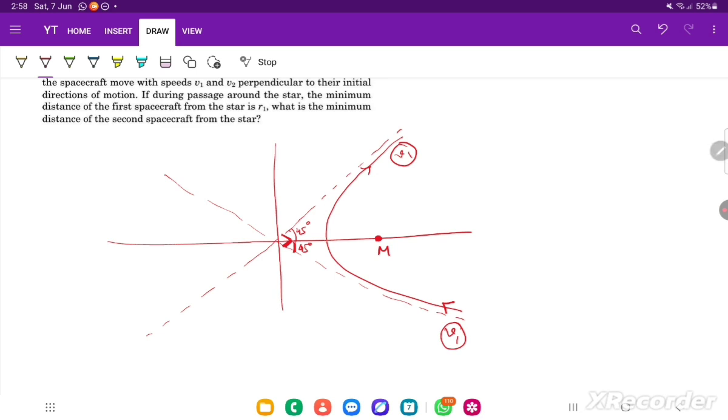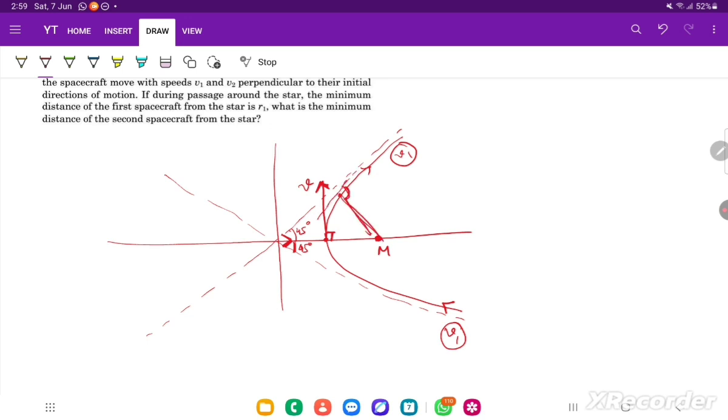And now I'm claiming that when the spacecraft is passing through this point, its velocity is something like this, let's say it's v, we'll get the minimum distance. Why? Because at this point, if from the focus we join the line, that will be 90 degrees to the tangent, so this is normal. But at any other point, if you draw a tangent and you connect that point with the focus, the angle will not be 90 degrees.